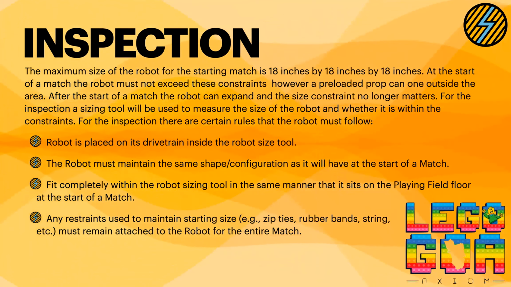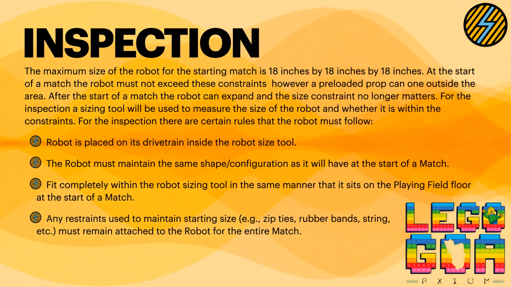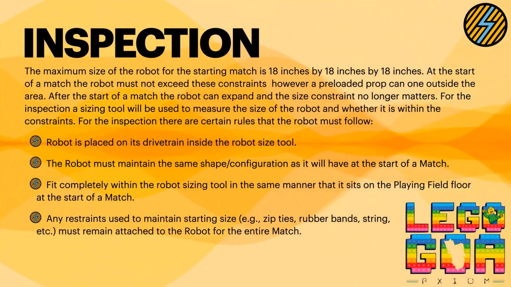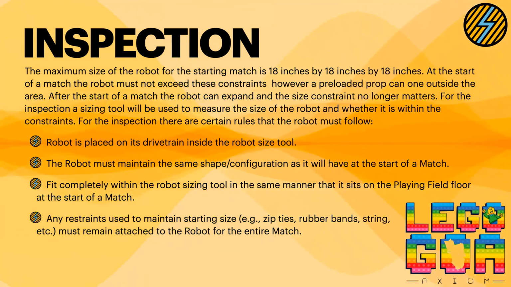You can have any number of arms, but at the start, the arm should be closed and you should fit in 18 by 18 by 18. After the start, the robot can expand and the size restriction no longer applies. We have the extended slider going to the top, right? That is definitely above 18 inches when the slider goes all the way to the top. That is also considered part of the robot.